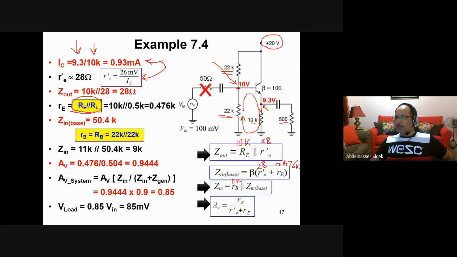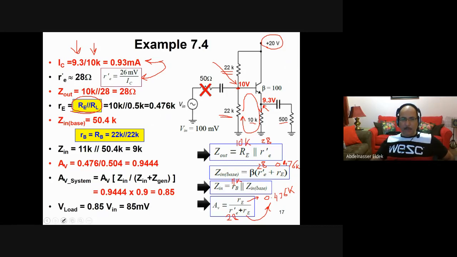So now you can calculate the Z_in base and then substitute here to calculate Z_in. And RE is here also. RE is 0.476. And we have RE prime is 28 ohm. And this is the same like this. Okay, so now I can calculate AV, I can calculate Z_in, I can calculate Z_out. So everything can be calculated. All you need to look at is these three equations here.